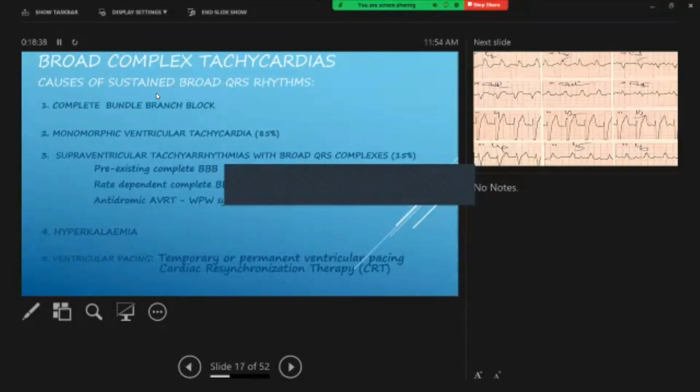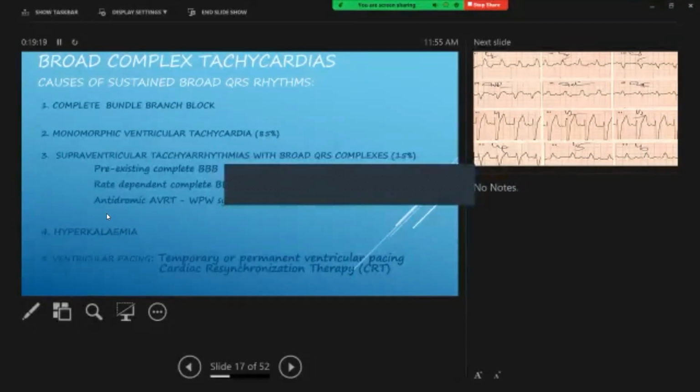Next, we are moving to broad complex tachycardias. Let's know what the causes of sustained broad QRS rhythms are. As you know: complete bundle branch block, either right or left bundle, and monomorphic ventricular tachycardia. 85% of broad complex tachycardias belong to this category. Then supraventricular tachyarrhythmias with broad QRS complexes. Here the supraventricular tachyarrhythmias could be SVT, atrial fibrillation, atrial flutter, anything.